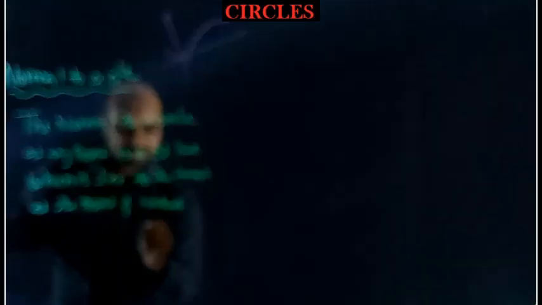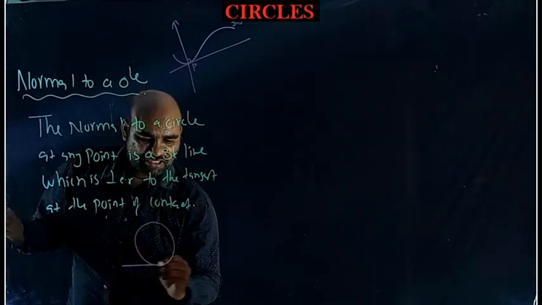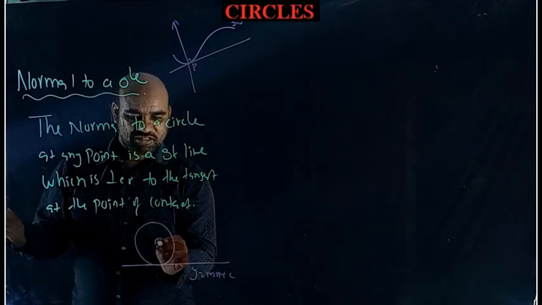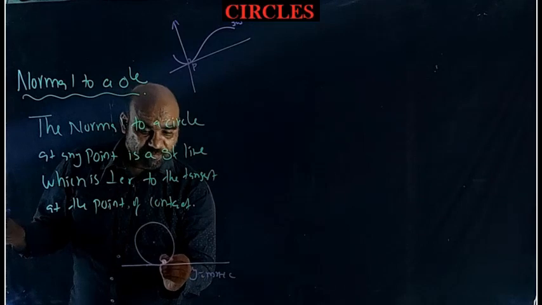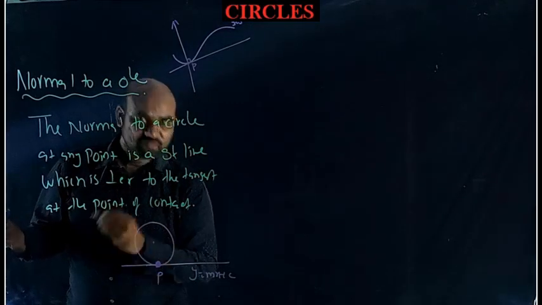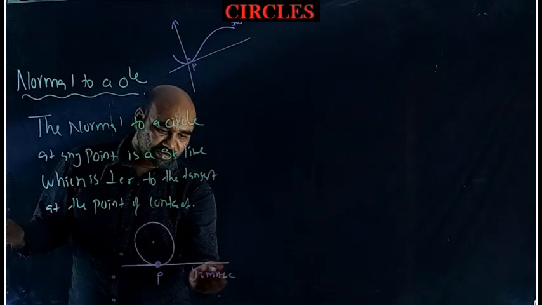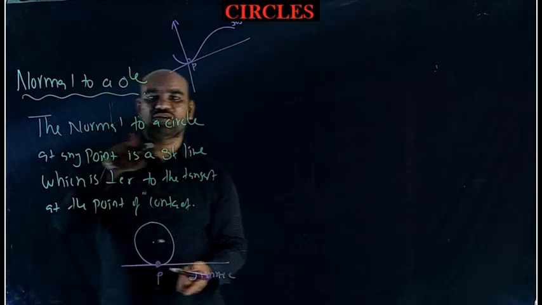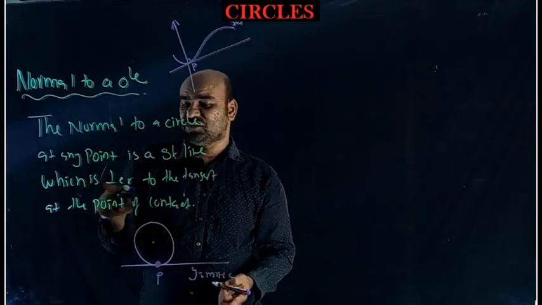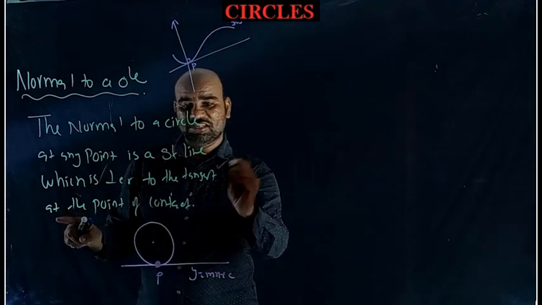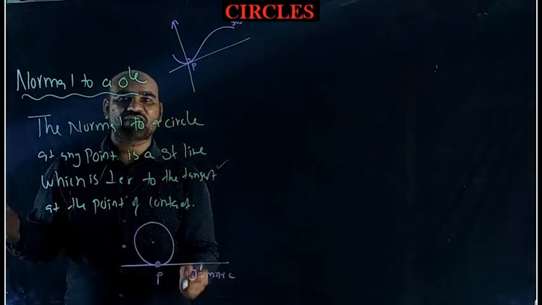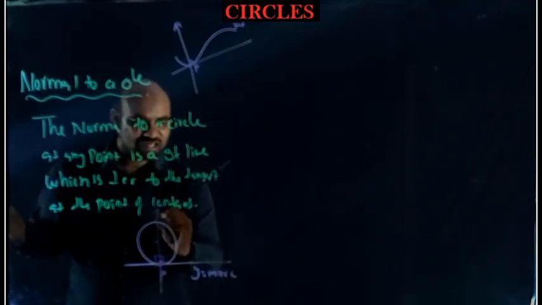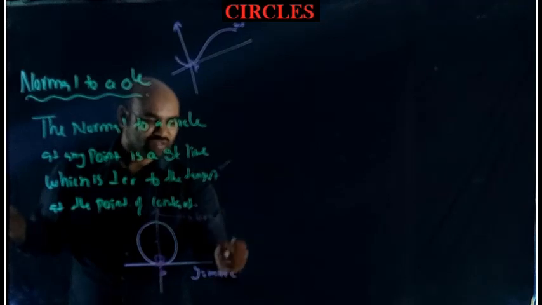Similarly, this is the circle. This is the tangent to the circle, say y is equal to mx plus c. This is the center of the circle, and this is the point of tangency. Through this point, if a line is drawn which is perpendicular to y is equal to mx plus c, that is called normal to the circle. That is the definition. The normal to a circle at any point is a straight line which is perpendicular to the tangent at the point of tangency or at the point of contact. Means through this point you need to draw a line which is perpendicular. So this is called normal. This is tangent.